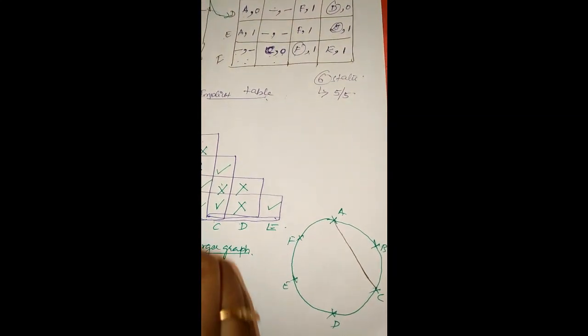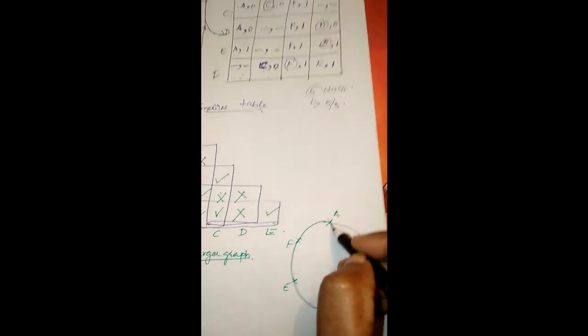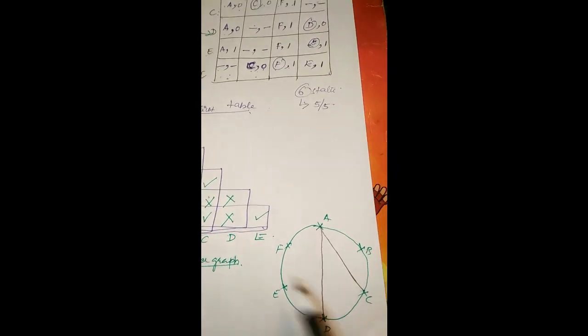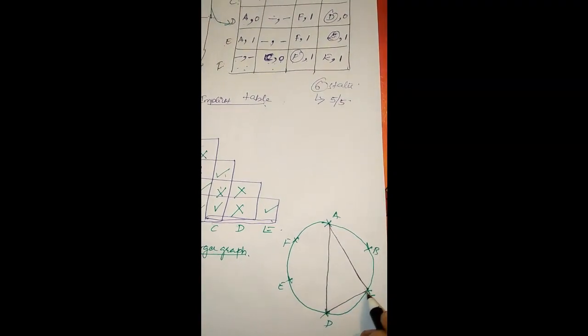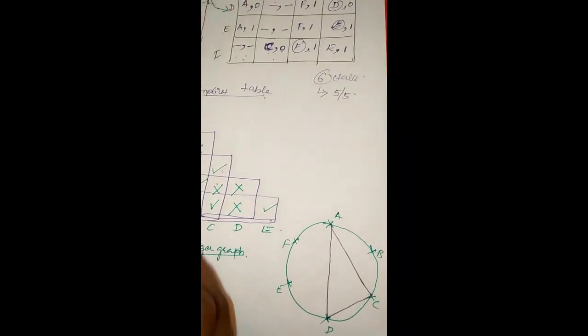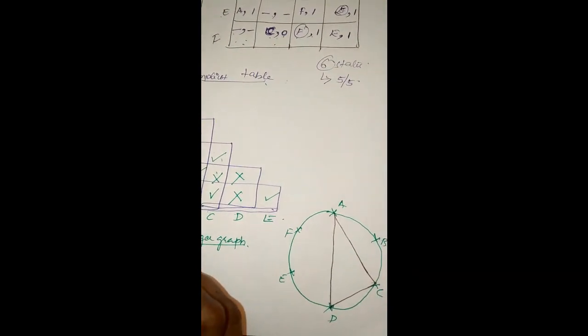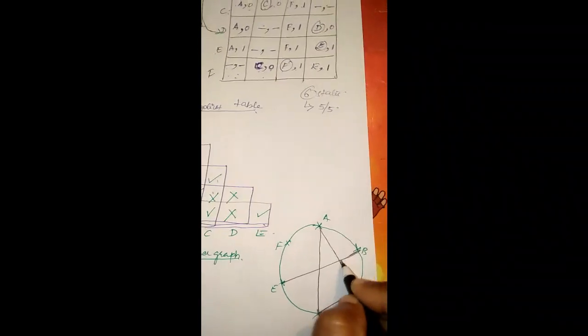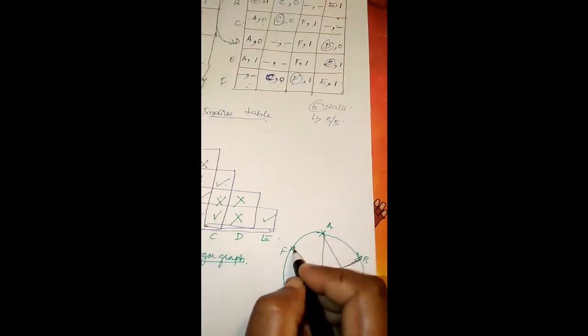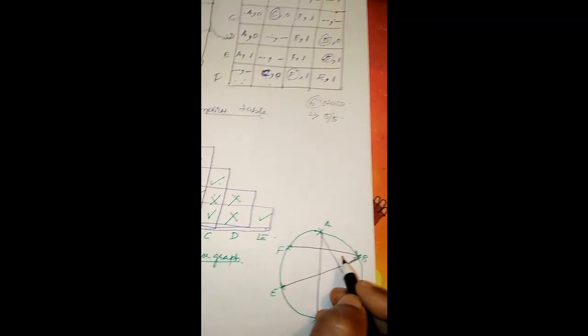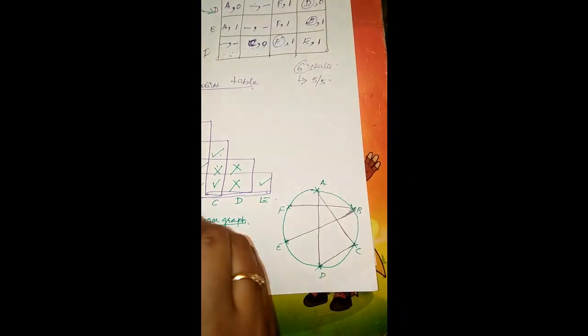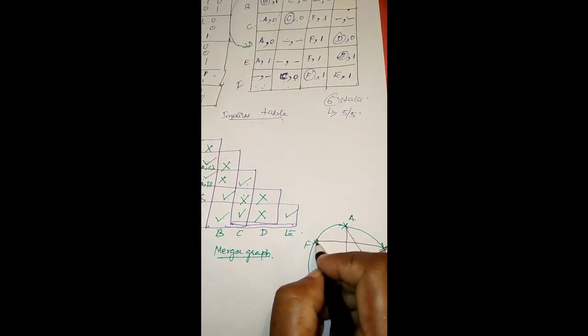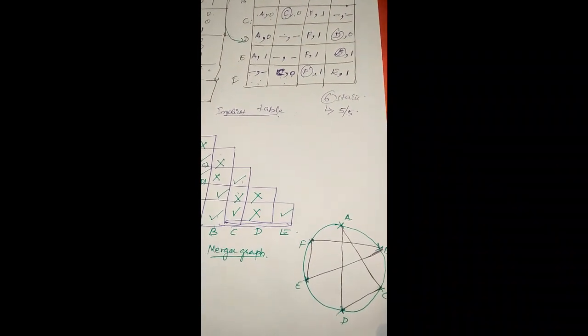Next is AD, so AD I'll match. Next, you can see here, CD, so CD I'll connect. Next tick is against B and E, so B and E I'll match. I'll draw a line. Next is B and F, so B and F I'll match. Next is E and F, E and F I'll match.